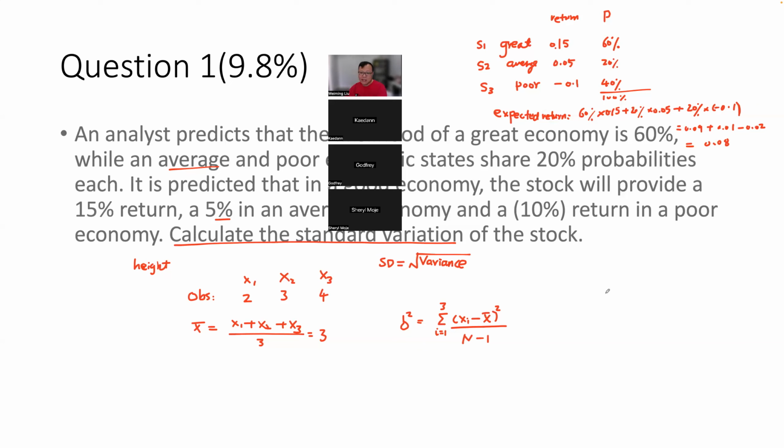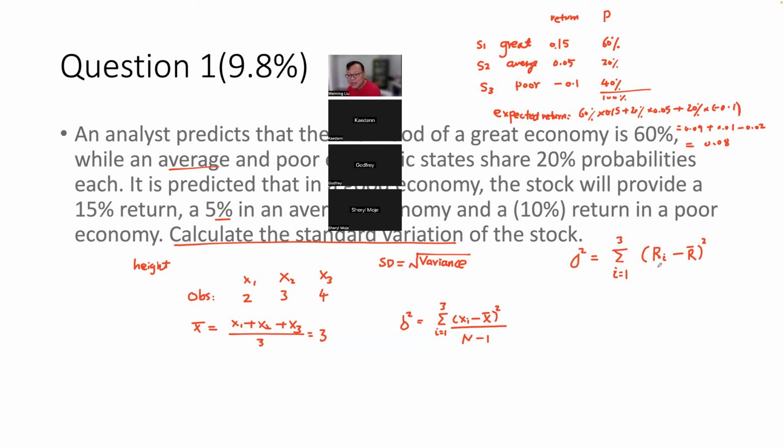So now let's calculate variance, okay? This variance is calculated differently from the stats course. So it equals the sum, from i equals 1 to 3, 3 observations, of the return R_i, the possible return, minus the expected return R bar, and then you square, okay?